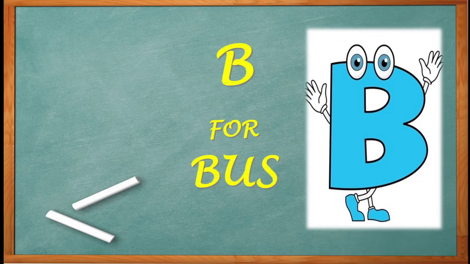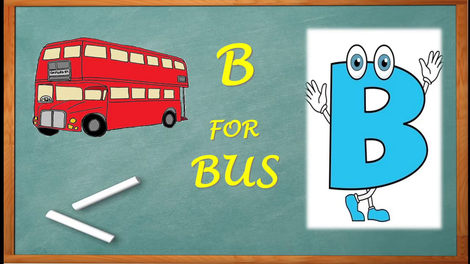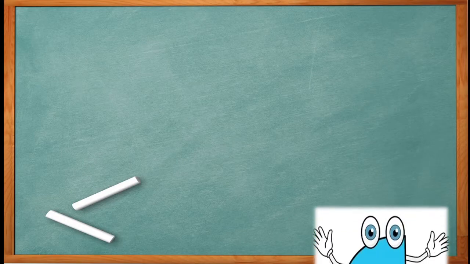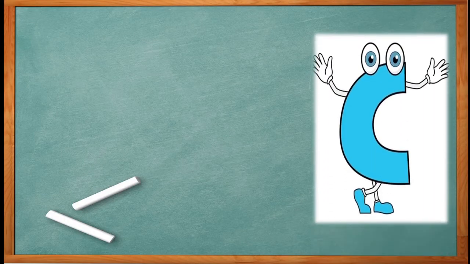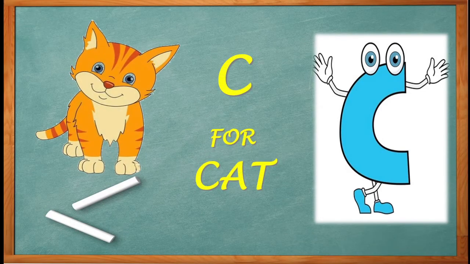B. B for bus. Papa, it's our school bus. Let's go to school. B for bus. The next what? It's a C. C for meow. Cat.